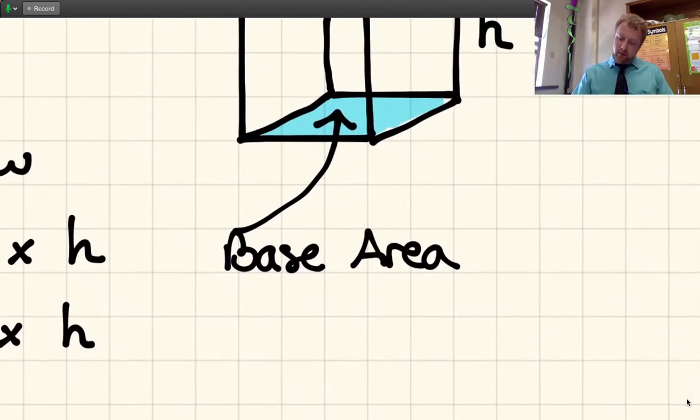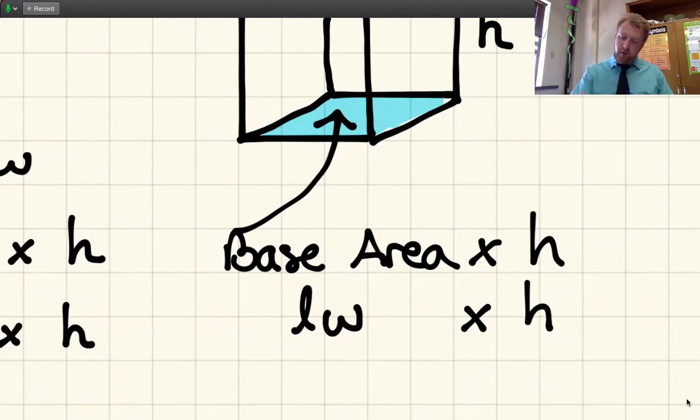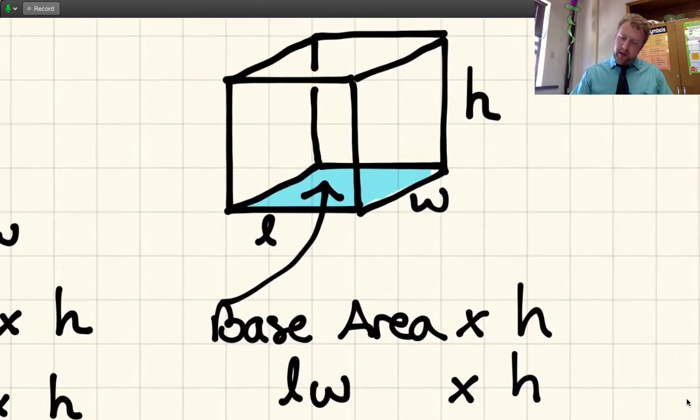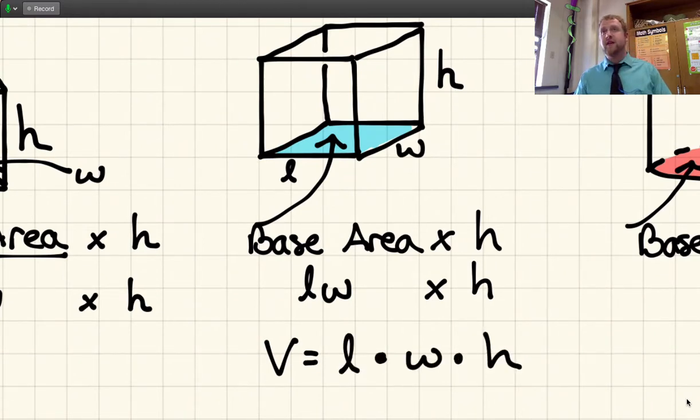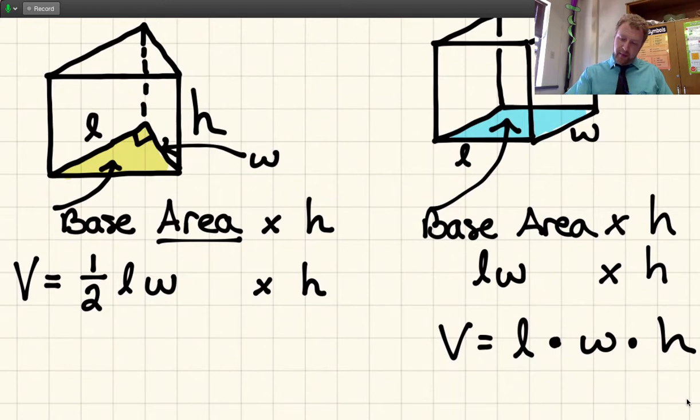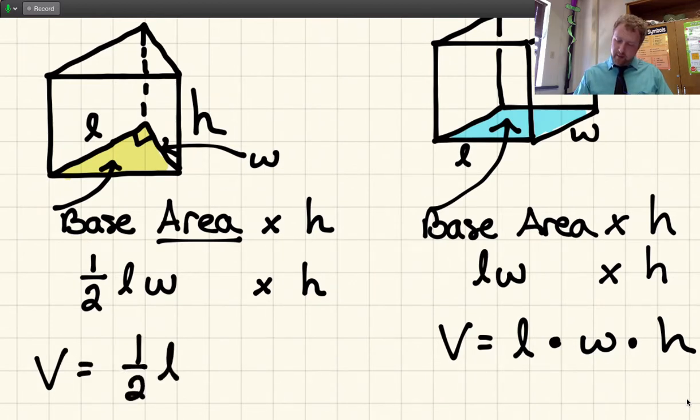On a rectangle, the base area is just the length times the width. And then you would just go ahead and multiply that by height. So over here, you'd have length, width, and height. So the volume equals length times width times height. That's by far the easiest one. You're just measuring the 3 sides. Over here, it's a little bit more complicated because you have that triangular base. So volume equals 1/2 the length times the width times the height.